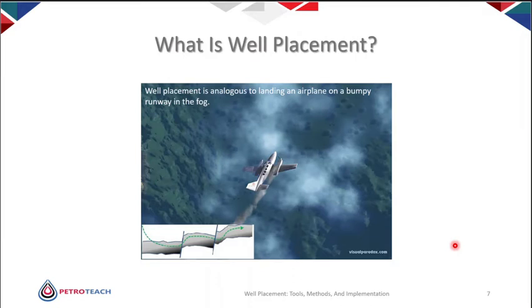But what is well placement? Well placement is a kind of landing an airplane on a runway which is moving up and down and hidden in the fog. In analogy, the airplane is the well. The pilot is the well placement team involved in the well placement process. The bumpy runway is the target layer or the sweet zone in a reservoir. And the fog is the uncertainties such as geological uncertainties, real-time measurement uncertainties, and so on and so forth.